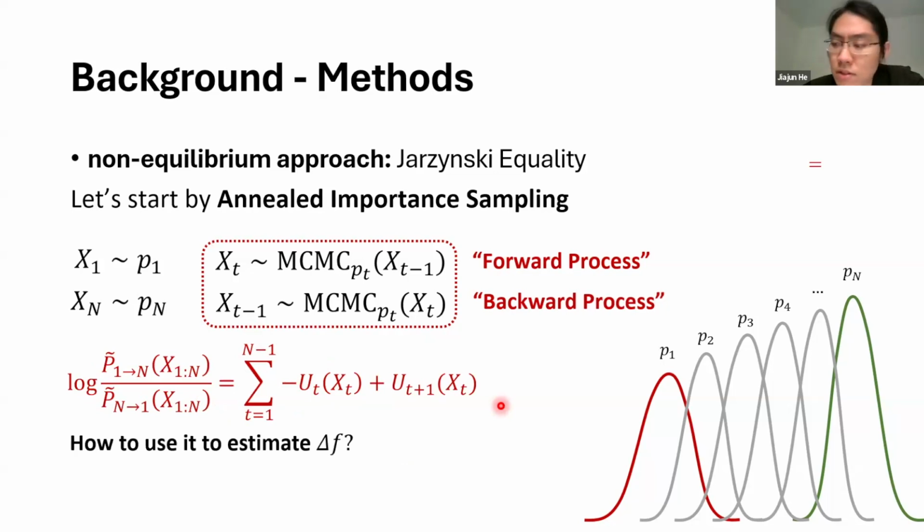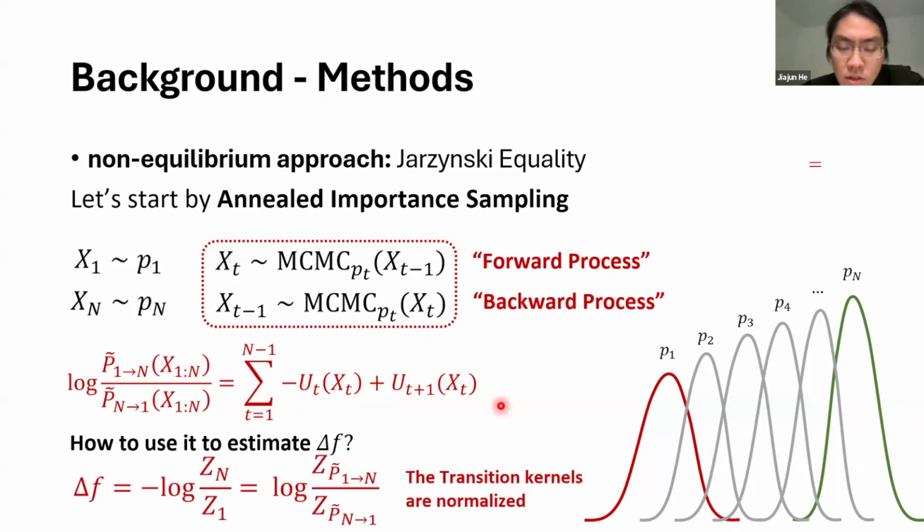Okay, with this importance sampling weight, how can we estimate the free energy difference? So here is the observation. Normally our transition kernels are normalized, or even if they are not normalized, they share the same kernel, so the normalization factor is the same. That means the delta F between the first distribution and the last distribution is just the delta F between the forward process and the backward process.